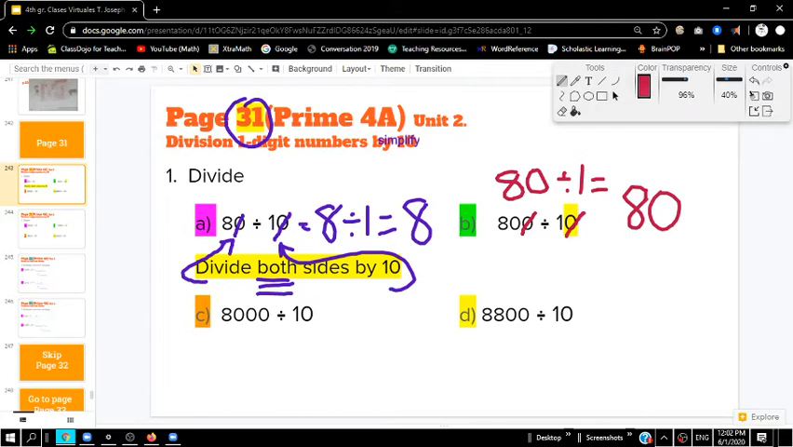All right, let's do the next problem. The next problem says 8,000 divided by 10. Now, 8,000 divided by 10 is dividing both sides by 10. And our problem simplifies to 800 divided by 1, which just equals 800.